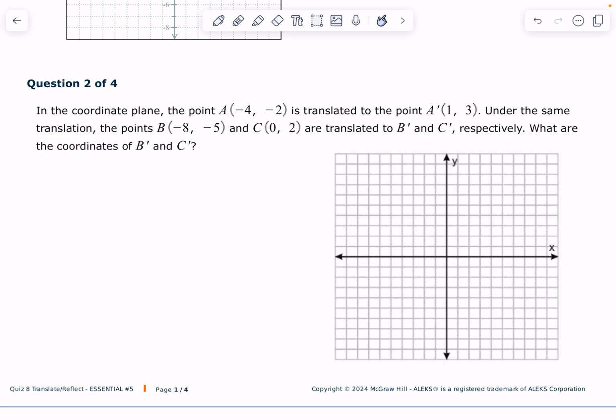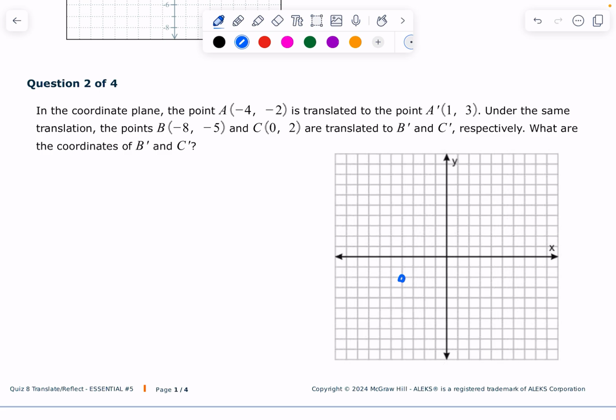Okay, the next question that you'll see on your quiz says, in the coordinate plane, the point A, (-4, -2), is translated to the point (1, 3). Under the same translation, the points B, (-8, -5), and C, (0, 2), are translated to B prime and C prime respectively. What are the coordinates of B prime and C prime? So we're going to do this 2 different ways. The first way that I want to do is just to put it on the graph. So I'm going to graph (-4, -2).